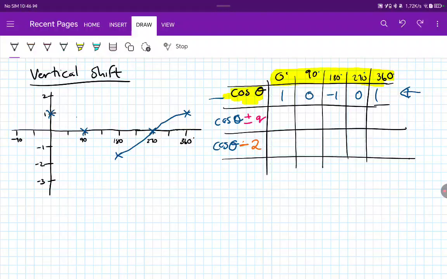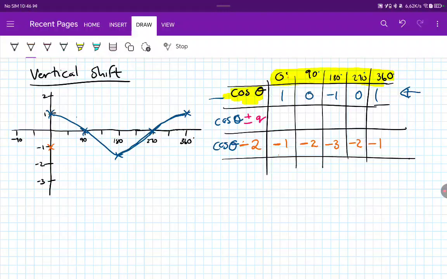It's a little bit difficult to draw on the tablet. Okay, that's what your cosine graph should look like. Now, if we draw the orange one with a minus 2, what happens on the table? I say 1 minus 2, that's negative 1. 0 minus 2, that's negative 2. Negative 1 minus 2, that's negative 3. Negative 2, negative 1. So on my graph, I now go 0, negative 1.